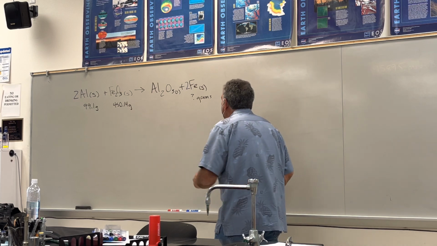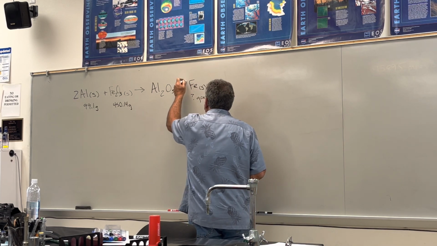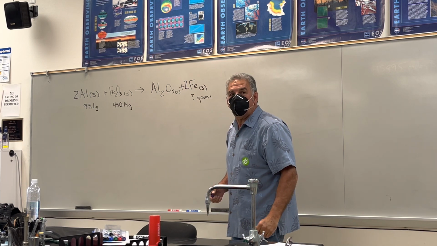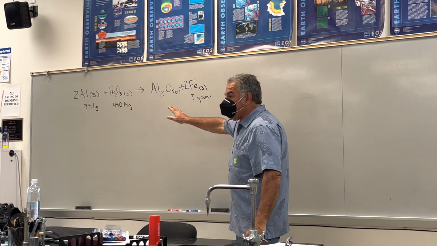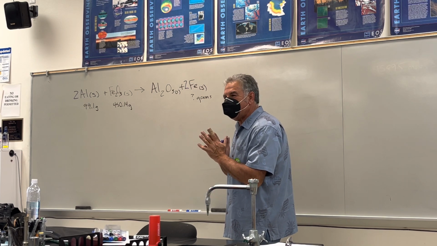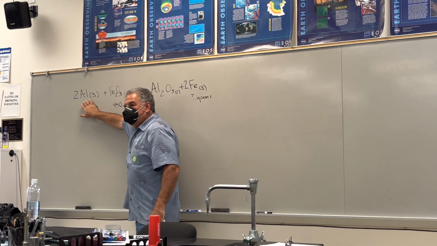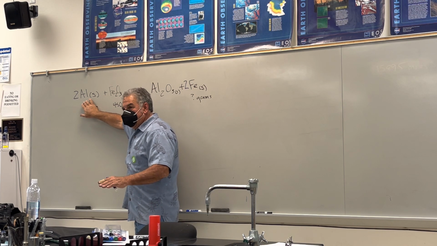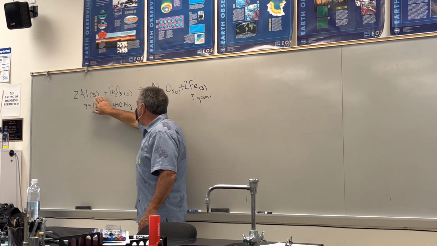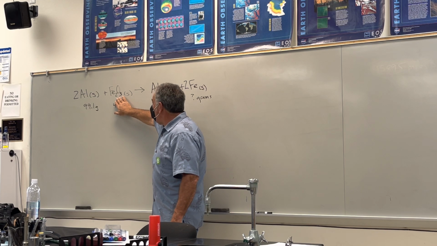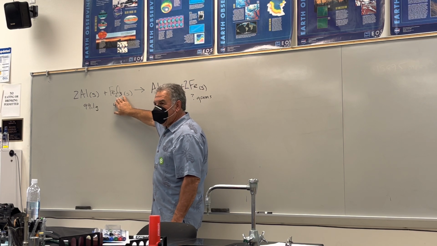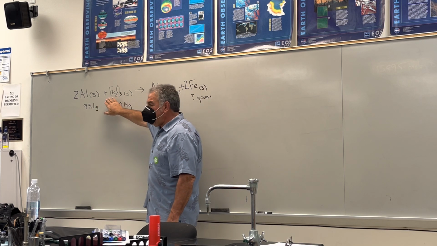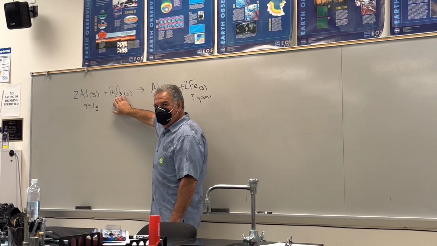All right, so 2 irons. So when we read this equation, read this equation for me. Two moles of aluminum plus, how many moles of iron oxide? 2 moles of aluminum plus 1 mole of iron oxide.